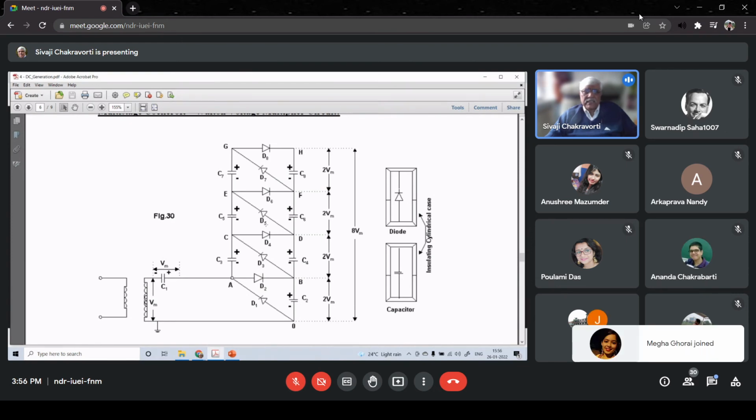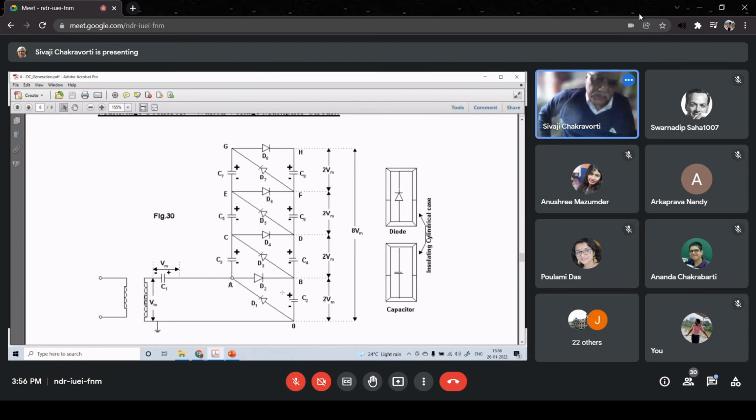Then above that, there is D5, D6, C5, C6. Then above that, D7, D8, C7, C8. So you can clearly see there are four modules here. So it is called a four-stage multiplier circuit. So every stage has an output voltage of 2 Vm, and we get 8 Vm. But each of the capacitors, each of the diodes, if you calculate, the peak inverse voltage as well as the capacitor rating will be 2 Vm.